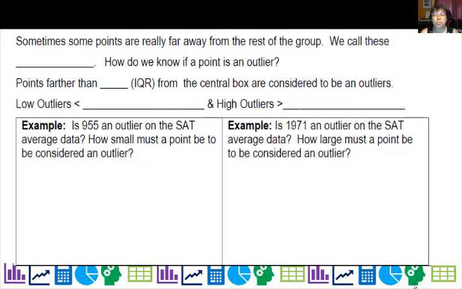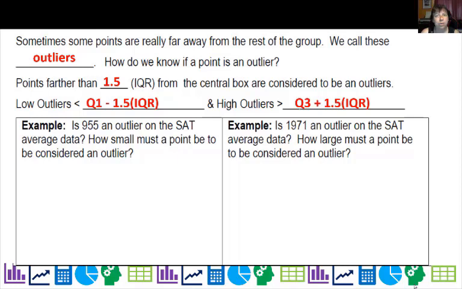Now, sometimes some points are really far away from the rest of the group. We call these outliers. So how do we know if a point is an outlier? Well, we actually have a rule for it. We take that IQR, which is the width of the box, and if anything's further away than 1.5 box widths, higher or lower than the box, then we basically call it an outlier. So 1.5 IQR. For low outliers, remember the box starts at Q1, so we take that Q1 value and subtract 1.5 box widths from it. For high outliers, it's basically the same idea, but now we go to the high end of the box, which is Q3, and add 1.5 box widths. Remember, box width is IQR.